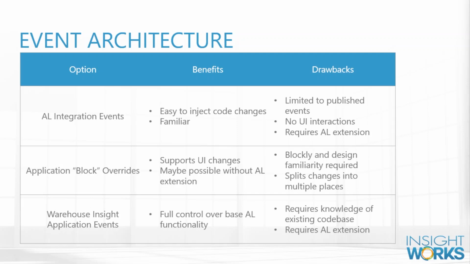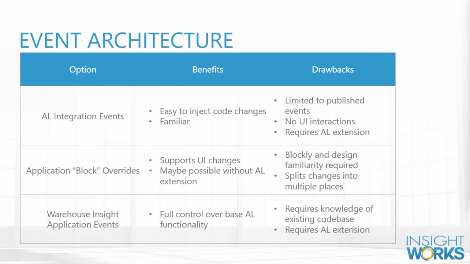Another option available to you when you're doing overrides is these application block overrides. The nice benefit of those is it actually does support UI changes, so you can pop up confirmation blocks, launch whole new applications, run workflows within the flow of that change that you're doing. And for some people, you can actually write these extensions or overrides or customizations without any AL code at all, right? So there's lots of things you can do within the application designer that doesn't actually require you to write AL code.